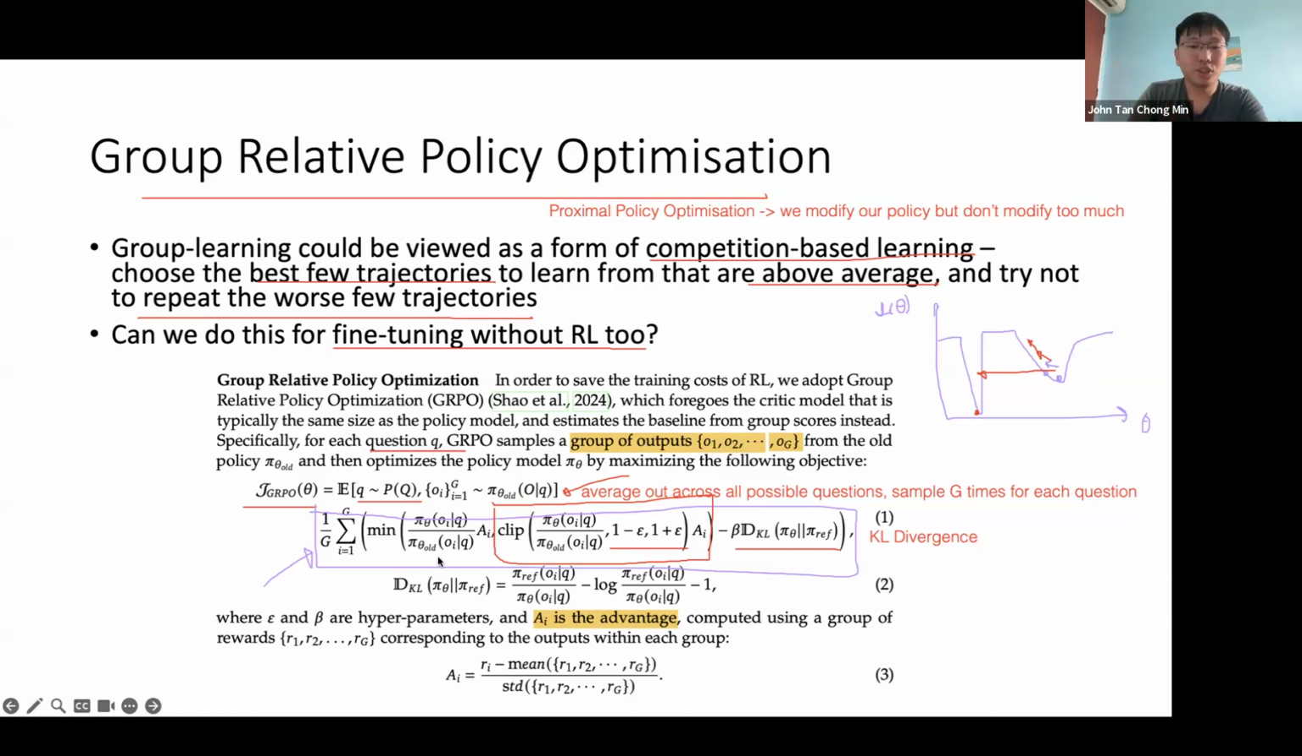Okay, so the exact equation looks very complicated. The intuition is very simple. The intuition is that you want to change your policy, but you don't want to change it too much. And I realize I haven't explained policy to y'all. So let me just explain what a policy is right now. So what's a policy in RL?